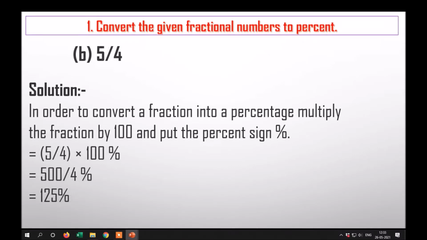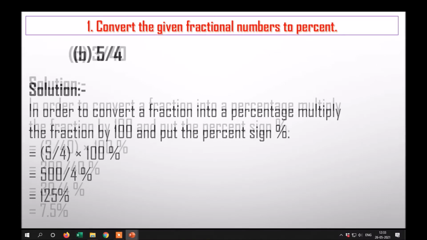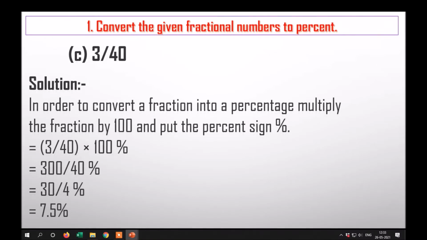5 upon 4. So 5 upon 4 into 100%. That is 5 into 100 is 500. So 500 upon 4%. That is 125%. 3 upon 40. So 3 upon 40 into 100%. 3 into 100, that is 300 upon 40. So 300 upon 40%. So 30 upon 4%. That is 7.5%.